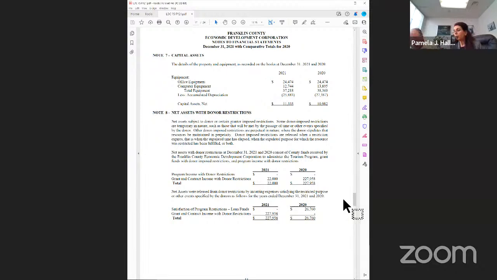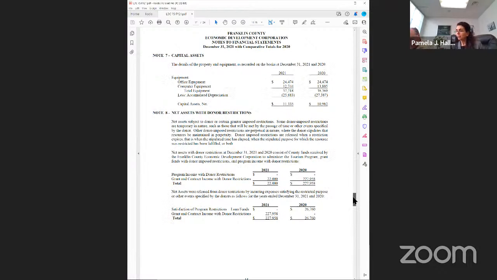Then we break out our net assets with donor restrictions. So this year we have our 22,000 from the Cloud Splitter grant, and the year before we had 228,000, which was the occupancy proceeds. And then we released last year's because that was expended.